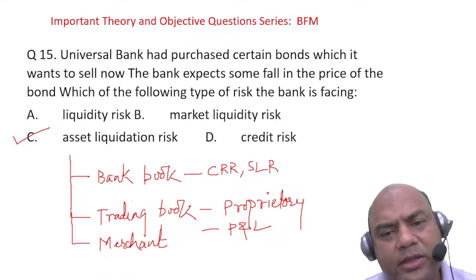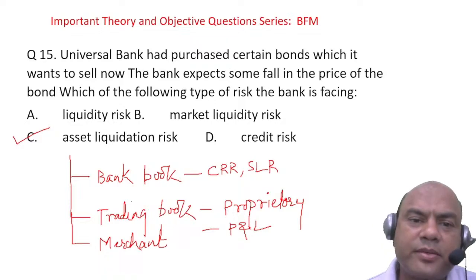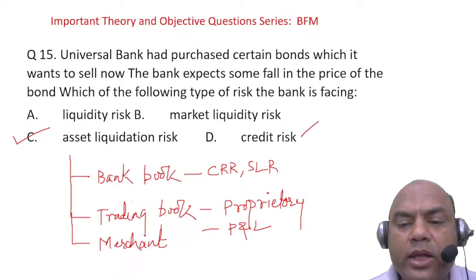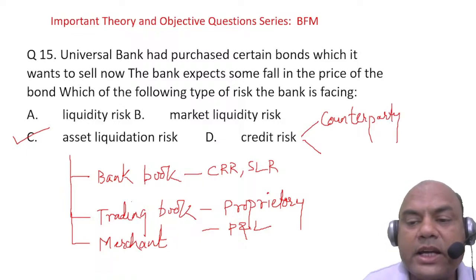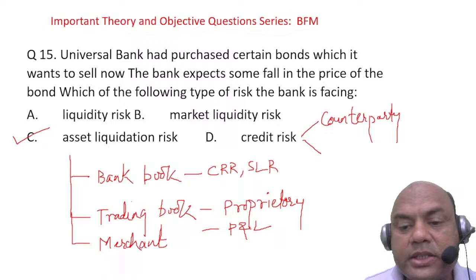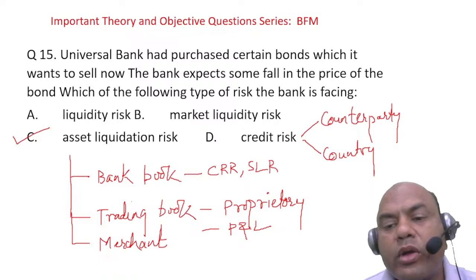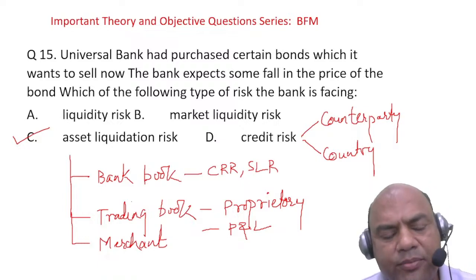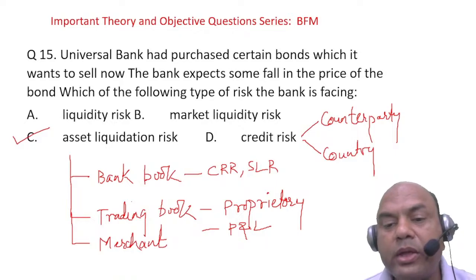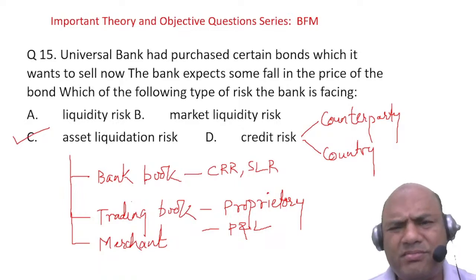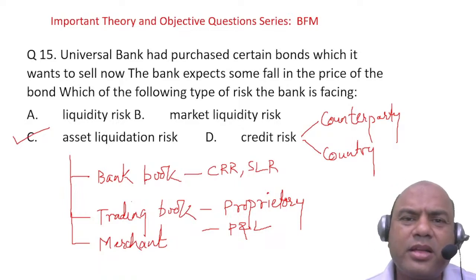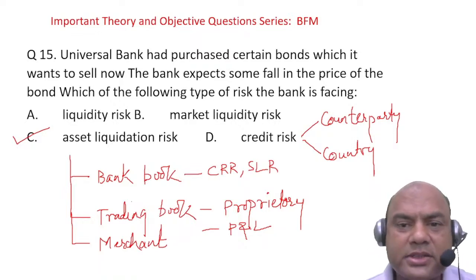I have explained all these terms. Let me explain the last one also, credit risk. Credit risk is always of two types, remember. One is counterparty risk, which we call default risk. And the second one is country risk. Counterparty means suppose you have sold some material to somebody, and that party might not be able to pay you. Reason number one, the party itself is bad. It can happen. The party is a fraud. So that is counterparty risk.